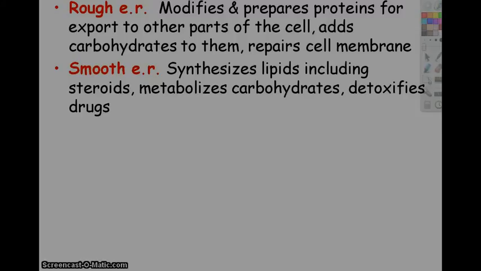So if the smooth ER is responsible for detoxifying drugs, what organ in your body do you think has lots of cells that contain a lot of smooth ER? The liver, exactly, because your liver detoxifies drugs. Your liver would have cells that have lots and lots of smooth ER.